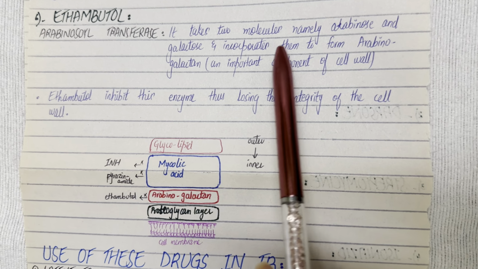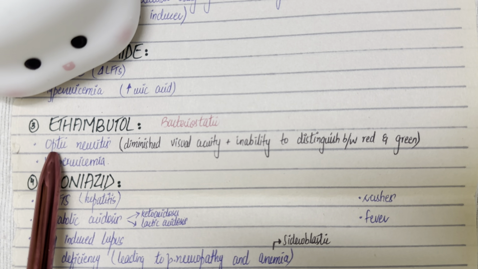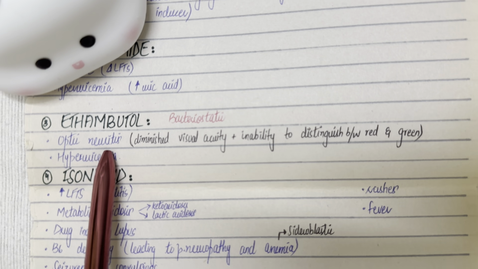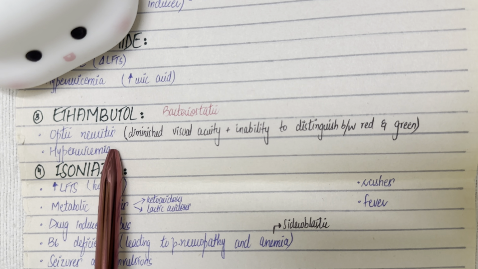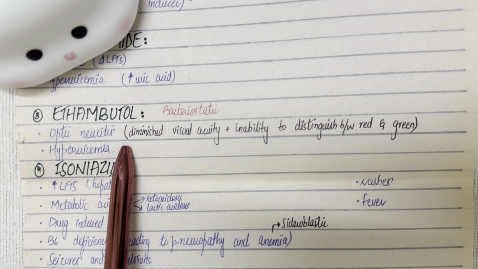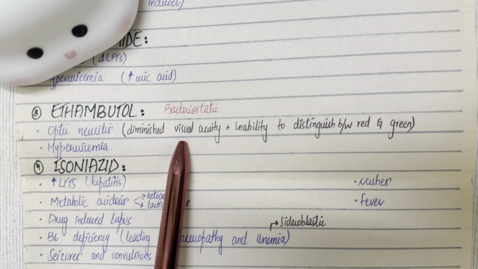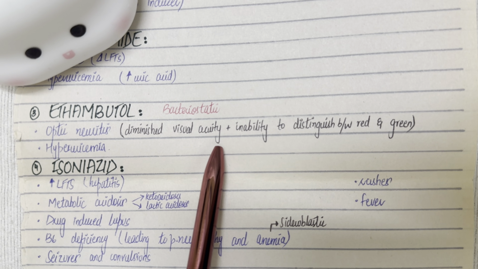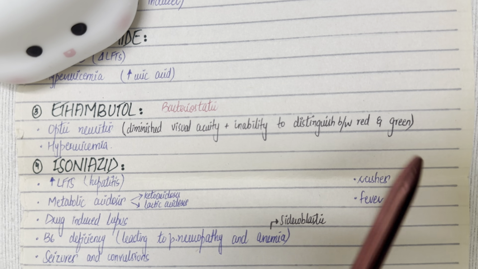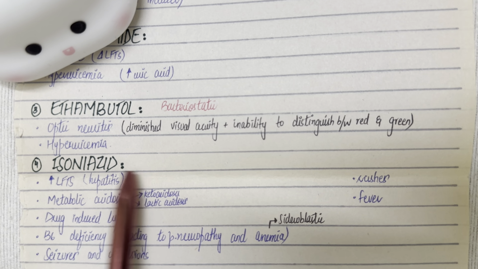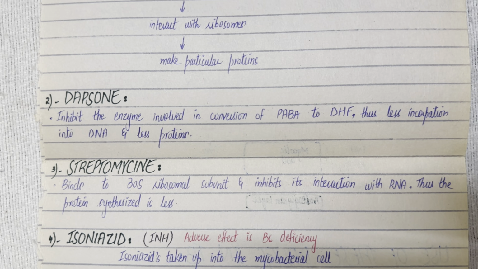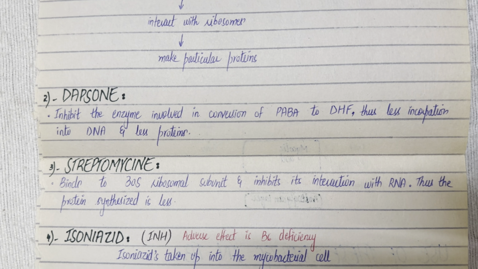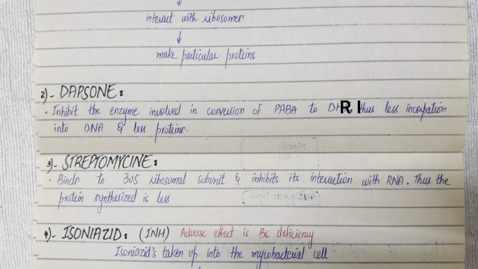cell wall further weakens. The adverse effects of ethambutol are optic neuritis, which is one of the most important adverse effects asked in the examination. Optic neuritis mainly includes diminished visual acuity plus inability to distinguish between red and green. And secondly, ethambutol also causes hyperuricemia. Now, these were the four major drugs of TB, which go by the mnemonic RIPE, R-I-P-E.